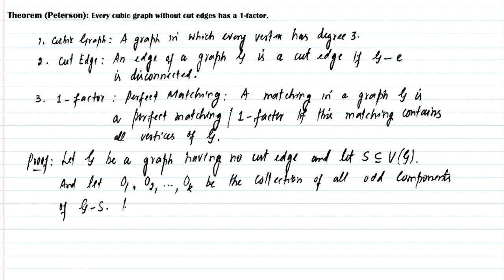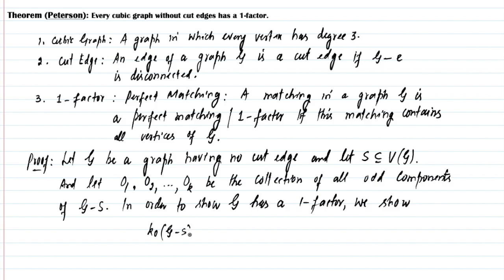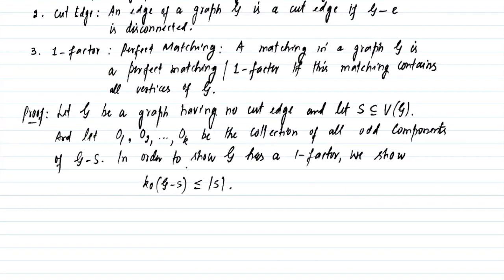In order to show G has a one-factor, we show that the number of odd components in G minus S is less than or equal to the order of S, and then we can use Tutte's one-factor theorem. This is our idea of the proof. Tutte's theorem states that a graph has a one-factor if and only if the number of odd components in G minus S is less than or equal to the order of S for every S contained in the vertex set of G.